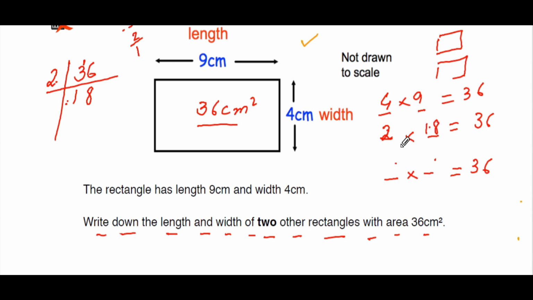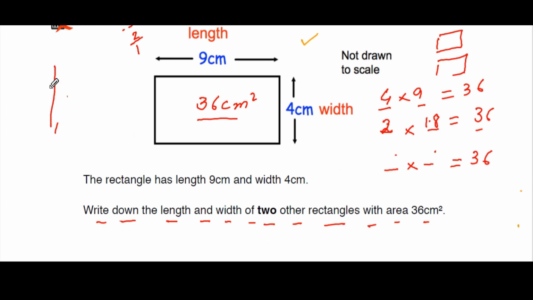So I found my multiples for 36, but I need one more. So now what we are going to do: 3 times 1 is 3 and 3 times 2 is 6. It means 3 times 12 equals 36. You have found two other rectangles with the same area 36 but with different length and width.